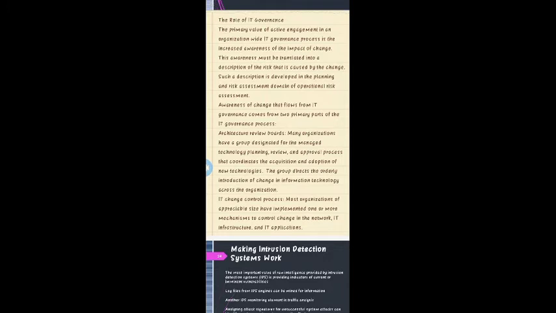Architecture review boards, the organization group designated for the managed technology planning, review, and approval process that coordinates the acquisition and adoption of new technologies. The group directs the orderly introduction of change in information technology across the organization. The IT change control process must be of appreciable size and have implemented one or more mechanisms to control change in the network, IT infrastructure, and IT applications.